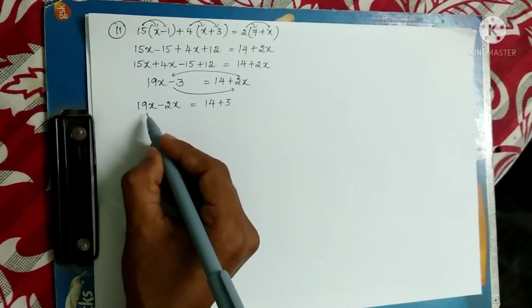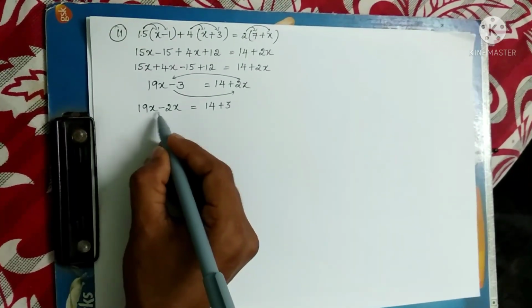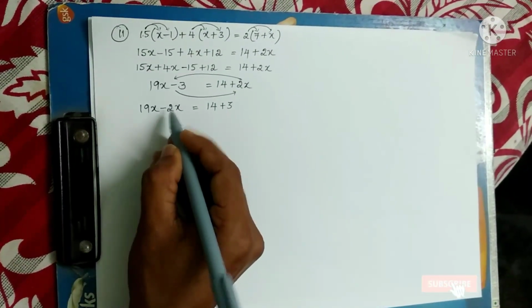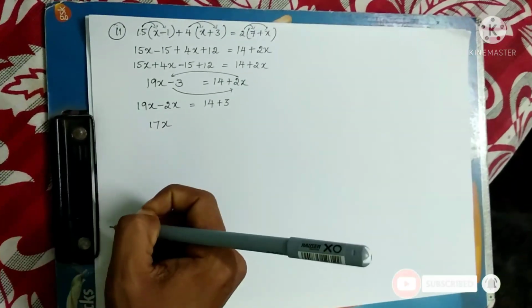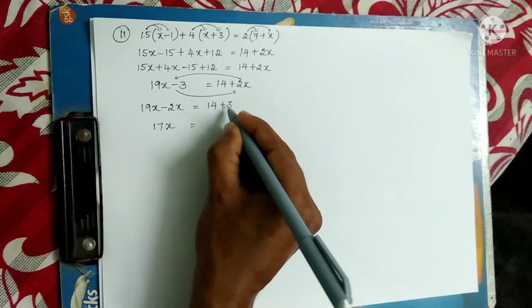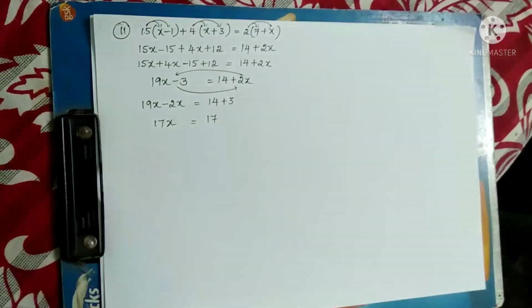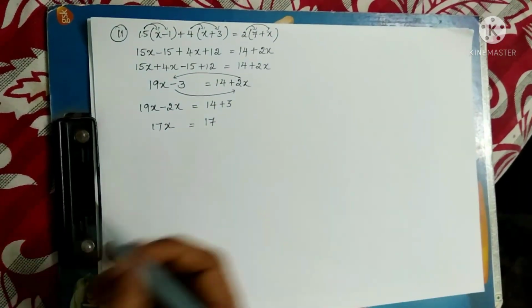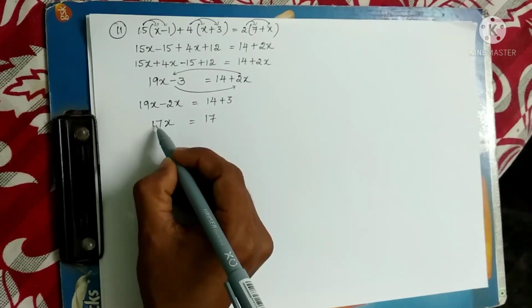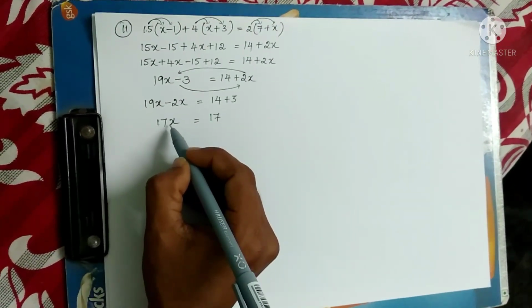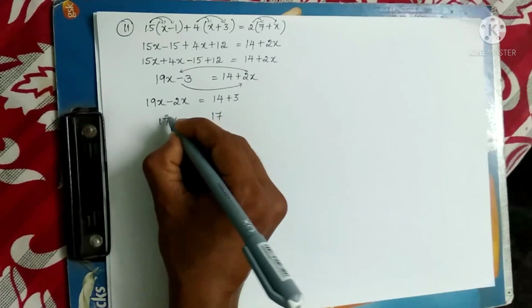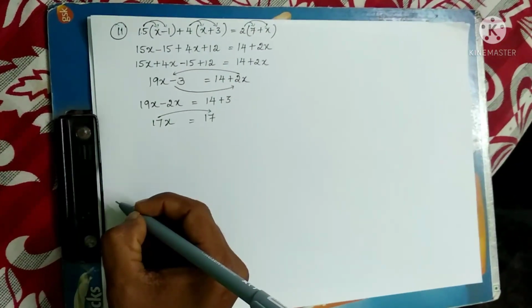Okay, so on LHS we have the same variables and we are subtracting. 19 minus 2 is 17, and write the variables as it is, 17x, which is equal to 14 plus 3 is 17. Okay, now we can see 17 into x. So here we are multiplying 17 into x. When we transpose multiplication to RHS, it becomes a division.